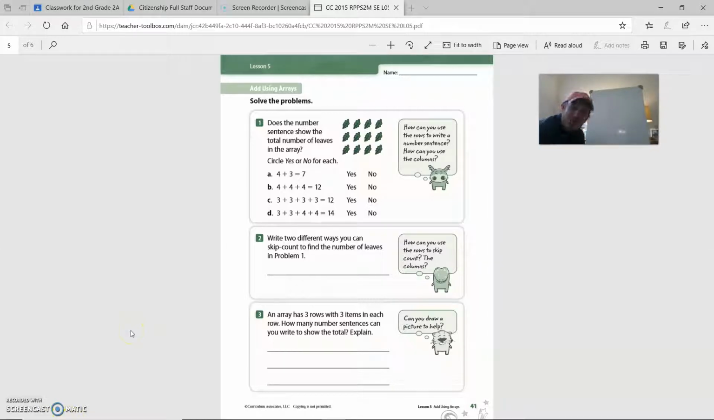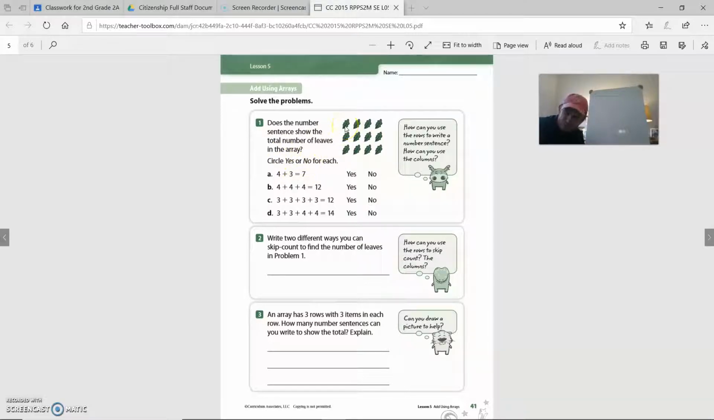So today we're going to continue using arrays to help us with addition. And let's just jump right in. Number 1. Does the number sentence show the total number of leaves in the array? Circle yes or no for each.